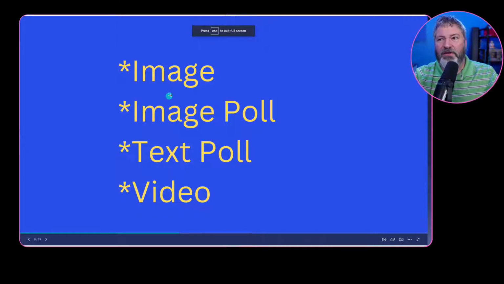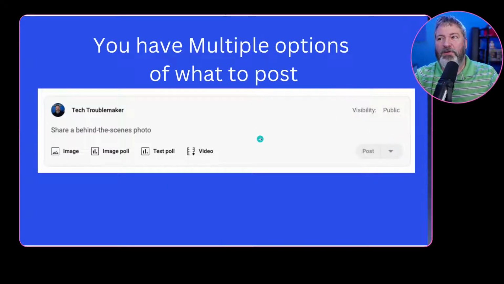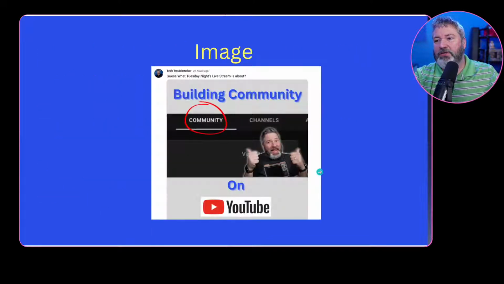So here you can do an image, an image poll, a text poll, or a video. You have multiple options for what to post. With an image, this could be a preview of your upcoming video, or an intriguing image to get your viewers talking about your channel and what you're going to view. Maybe do a selfie, or an image to ask a question.